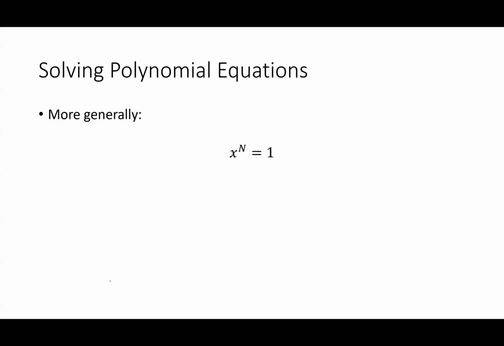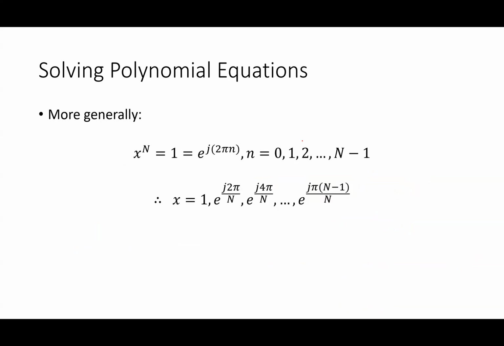In general, if I have x to the n equal to 1, I have e to the j 360, and I'm going to end up getting n roots. My roots are 1, e to the j 2 pi over n (in radians), 4 pi over n, all the way up like that. Pretty straightforward way of thinking about this.